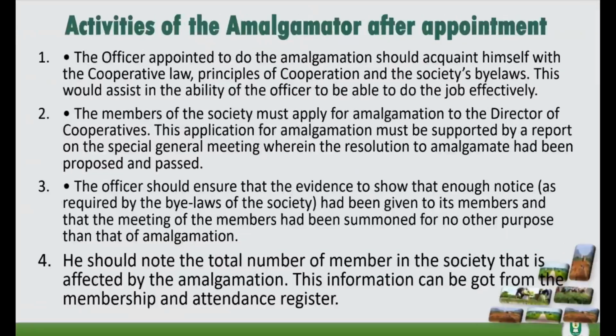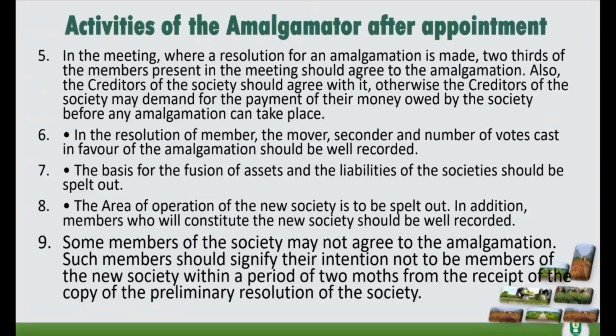Like I said, number five, in the meeting where a resolution for an amalgamation is made, two-thirds of the members present in the meeting should agree to the amalgamation. Also, the creditors of the society should agree with it. Otherwise, the creditors of the society may demand payment of the money owed by the society before any amalgamation can take place. Number six, in the resolution of members, the number of votes cast in favor of the amalgamation should be well recorded.